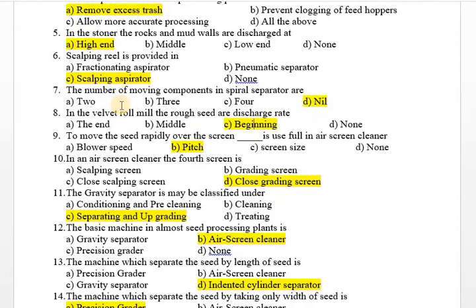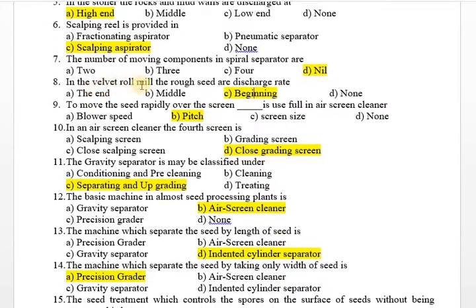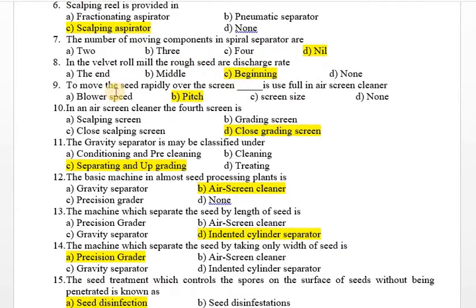Next, the number of moving components in a spiral separator is nil because there is no moving part in a spiral separator. It's a vertical shaft attached with a number of plates or screws. Next, in the velvet roll mill, the rough seeds are discharged at the beginning.